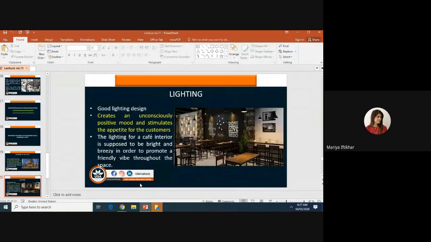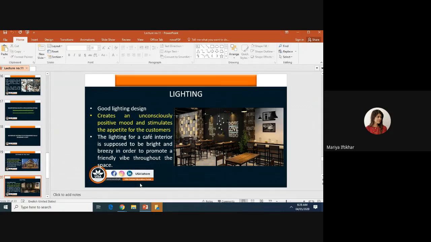So the other important factor is lighting. A good lighting design is very important in cafe design, and in the next lecture we will be discussing different types of lighting design that can be incorporated in your project. And obviously lighting is very important as it creates a very positive mood, and most of the cafes which are very famous and good when it comes to design provide the lighting in such a way which helps in boosting the appetite of the customer. And one more thing is that the ambience of the cafes should be very cozy, bright plus cozy.